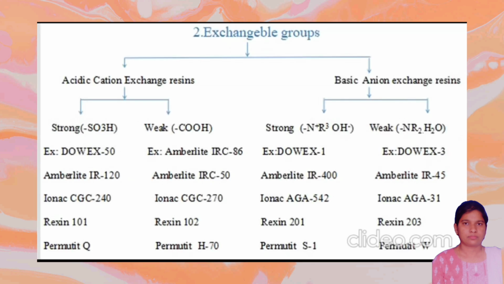Basing on exchangeable functional groups, ion exchangers are classified into cation exchange resins and anion exchange resins. Cation exchange resins are further classified into strongly acidic cation exchange resins and weakly acidic cation exchange resins. In the same way, anion exchange resins are classified into strongly basic anion exchange resins and weakly basic anion exchange resins.